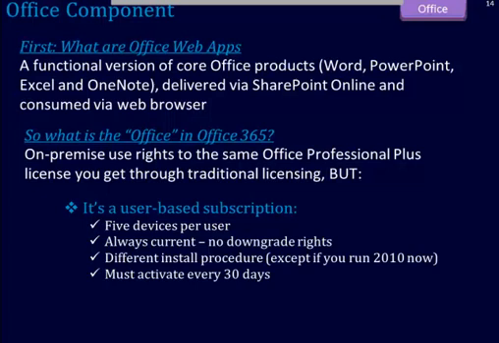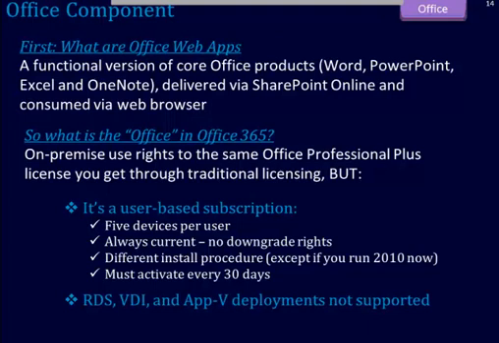The reason for that is because there's an extra activation layer within Office 365's version of Office that will require you to input the Office 365 user's account code, or whatever that code is that they get once every 30 days. So there's an extra activation procedure, extra validation that comes with that. And because of that extra activation layer, RDS, VDI, and App-V deployments are not supported, and nor is remote access. So you basically can't run this version of Office virtually. It's going to be installed locally on machines and resources, and that's pretty much it.